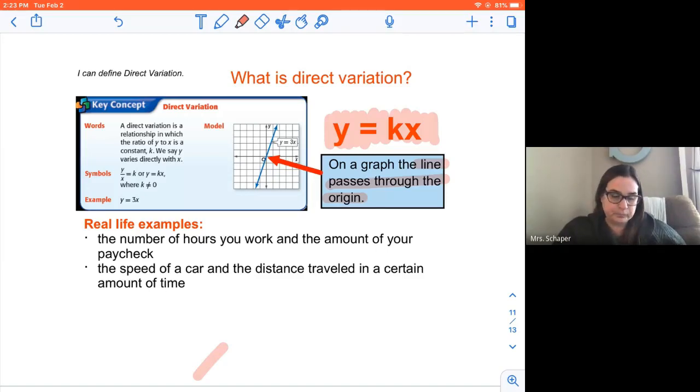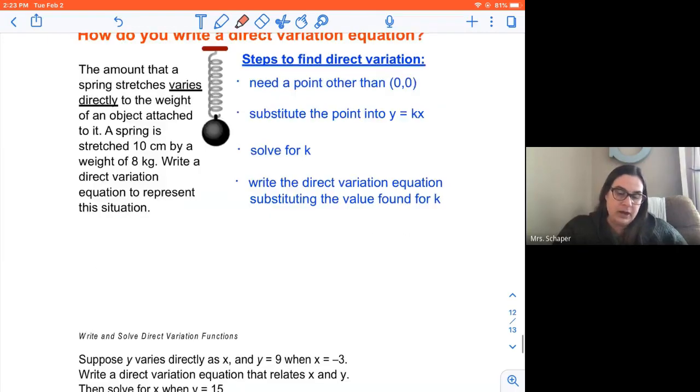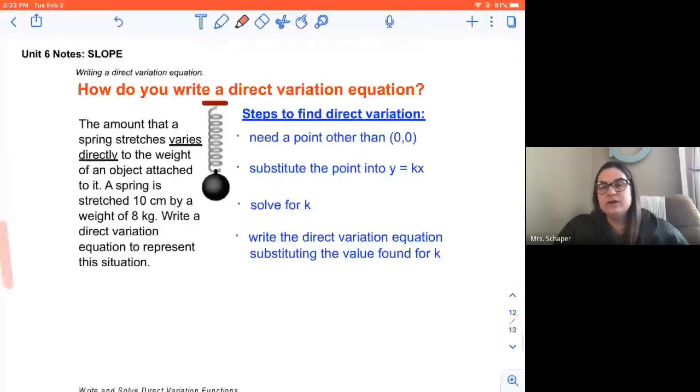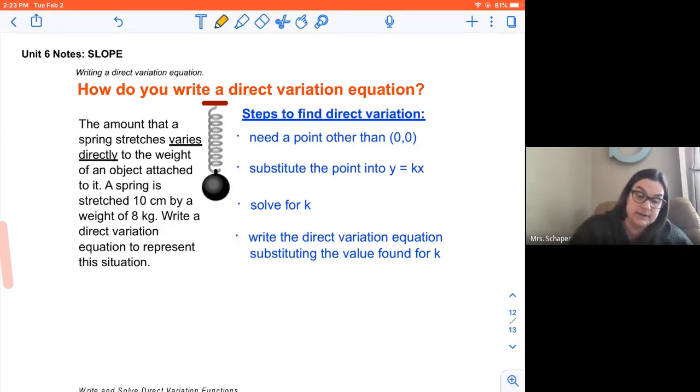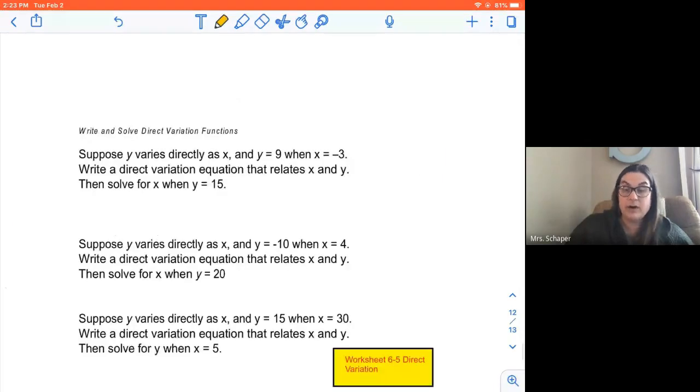So we're going to write a direct variation function. We're going to teach you how to write equations and solve equations where y equals kx. We're going to talk through that process. We've got some examples for you, and then we're going to work you through it.